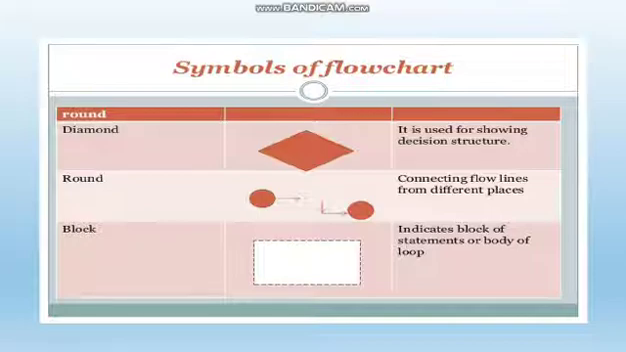The sixth one is the round symbol. It is also known as the connector. It's a circle symbol. It is used to connect one part of the flowchart to another part of the flowchart, and it is also used to connect one page of the flowchart to another page. The seventh one is the block symbol. When we use a loop in our flowchart, we can use this block symbol. Hope you understand all the symbols and their functions, and keep in mind the shapes and working of the symbols while writing the flowchart.